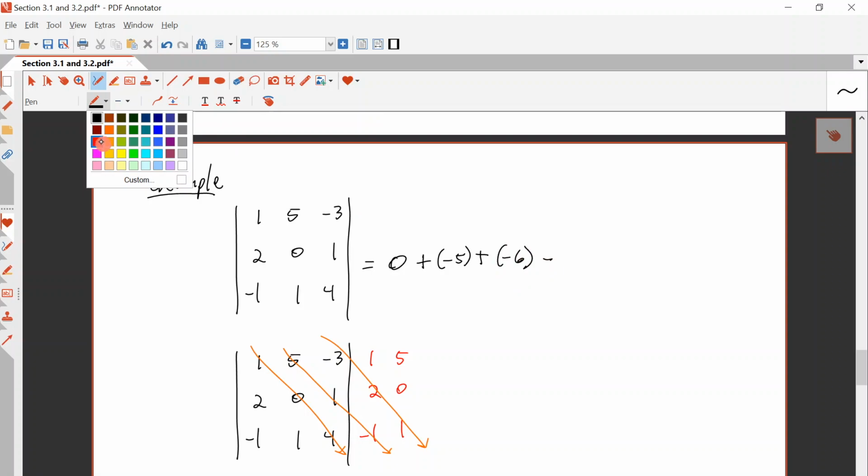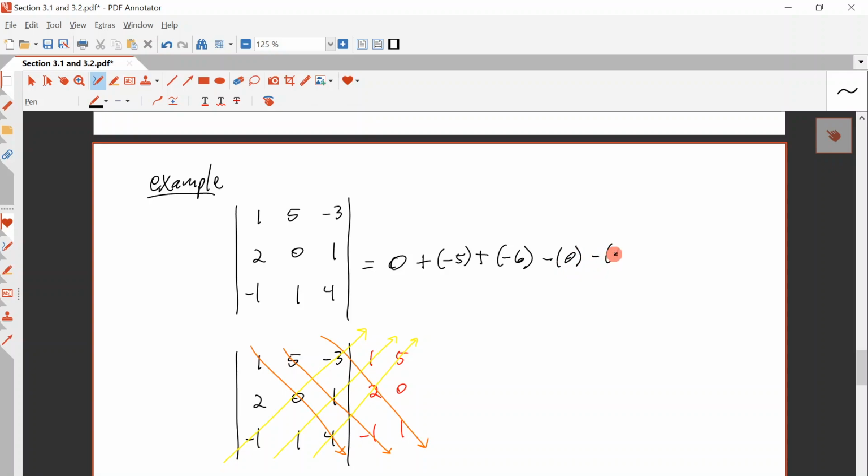So 0 plus minus 5 plus the last one is minus 6. Minus, and those upward products to the right, 0, 1, and then 20, 40. All right, so minus 0, minus 1, minus 40. So the sum of all these things is minus 11, minus 12, minus 40 is minus 52 again.